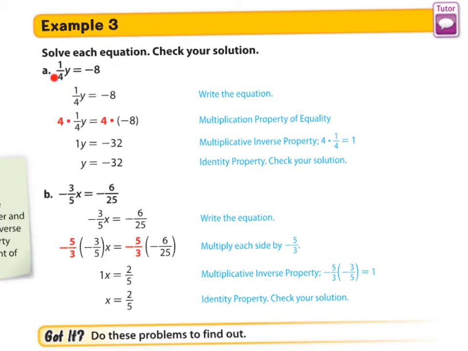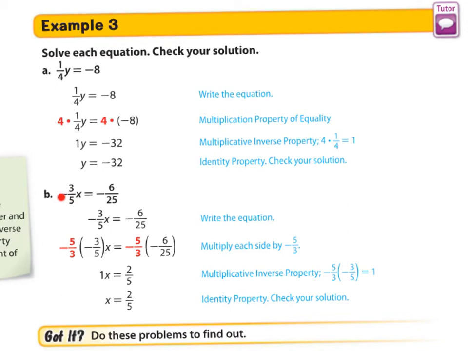And if we want to get rid of the denominator, we multiply both sides by 4. Or we're multiplying both sides by the multiplicative inverse, because this 4 is 4 over 1, right? So we multiply both sides, and we get 1y, or simply y, equals -32.